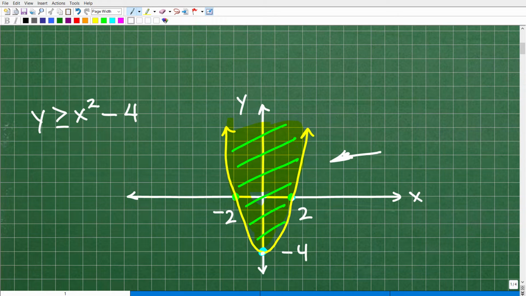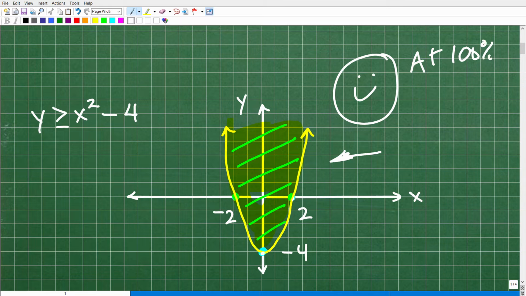How did you do? Well, if you actually got this, that's pretty impressive. Certainly impressive enough for a nice little happy face and an A plus, a 100%. And let's throw in some stars so you can have an extra special day for your awesomeness in algebra.